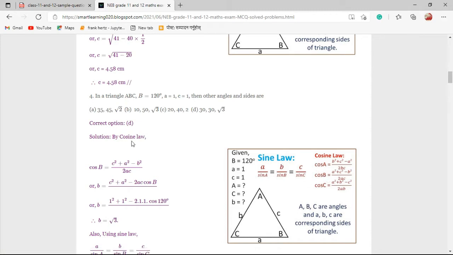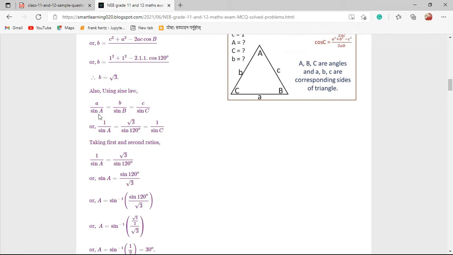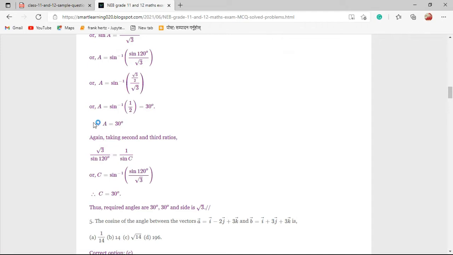We have been given side B and angles A and C. If we use the cosine formula for cos B, you will get the value of small b, that is the side needed. And this b will be root 3. After using the given values a, c and b with the sine law, you can find the other remaining angles. By solving this you get angle A is 30 and angle C is 30.